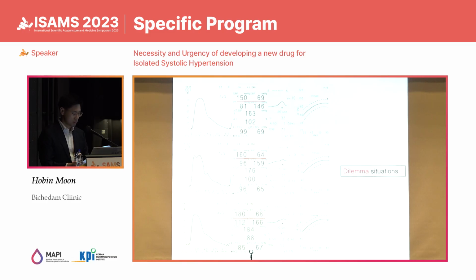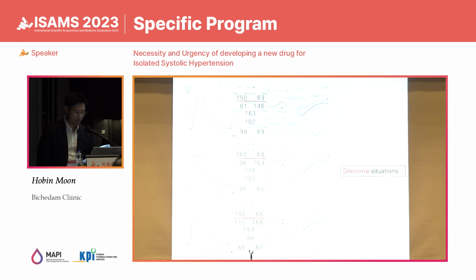However, the hypertension drugs currently in use are not an optimized prescription for patients with ISH. This is because ISH patients already have very low diastolic blood pressure. So if they continue to administer blood pressure drugs to lower high systolic blood pressure, diastolic blood pressure will be lowered too.